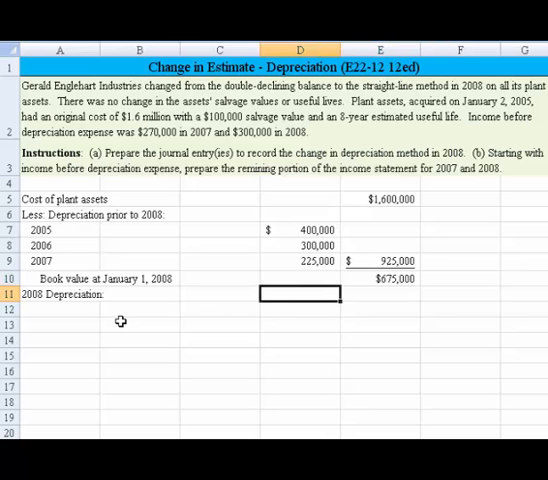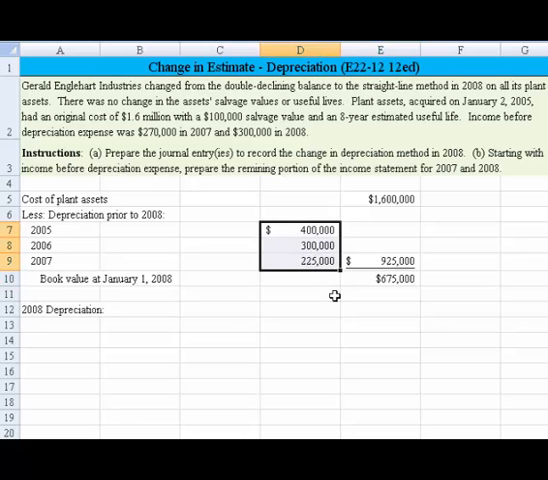All right. Then what we know is we've got to figure out 2008's depreciation. And 2008's depreciation would be equal to the book value minus whatever the salvage value is under straight line, divided by however many years we have left. Well, we still think it has an 8-year useful life.